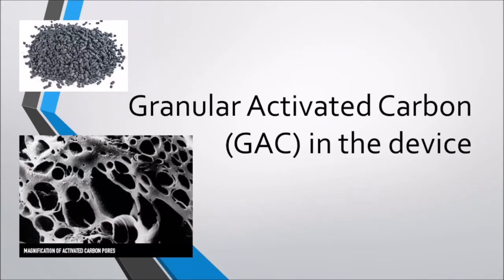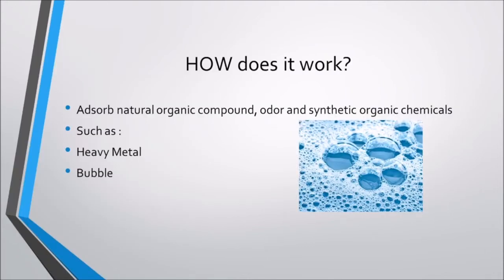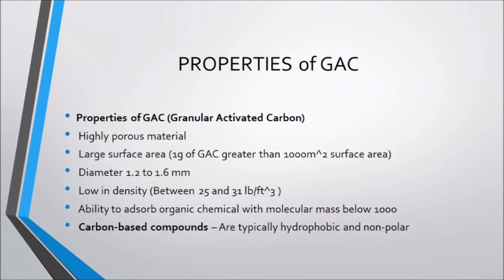Granular activated carbon (GAC) is a common household filter that uses adsorption to remove pollutants, such as natural organic compounds, odors, and synthetic organic chemicals from polluted water. To understand the mechanism of GAC, we have to know about the properties of GAC first.